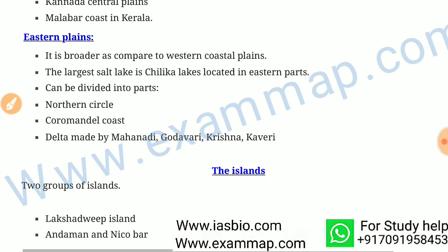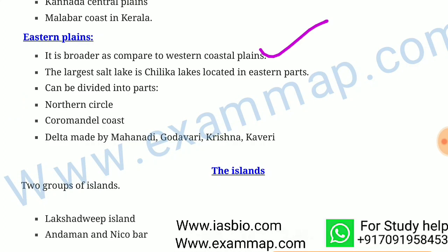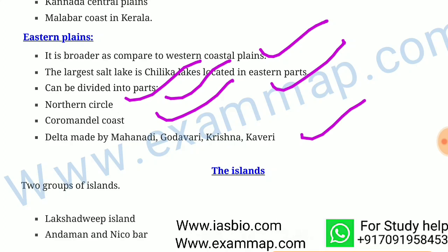Eastern plains are broader as compared to western coastal plains, and have the largest salt lake, which is Chilika Lake in Odisha. It can be divided into three parts: Northern Circars, Coromandel coast and delta made by Mahanadi, Godavari, Krishna rivers.